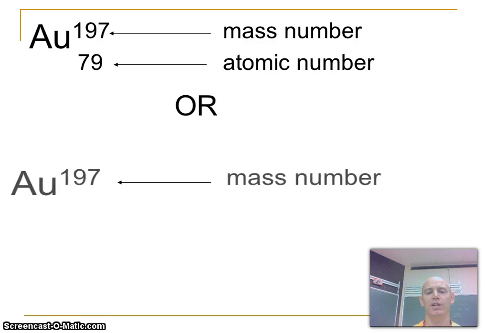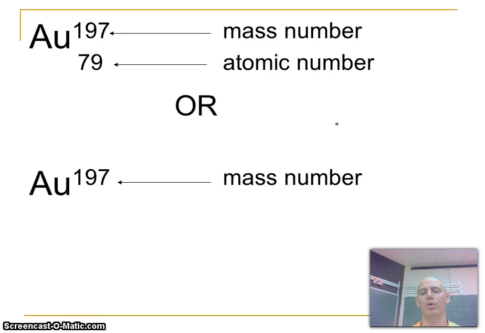Sometimes you're also given the symbol, which has the mass number in superscript and the atomic number in subscript, or you're given just the symbol with the mass number. Again, in order to really know about the isotope, you need that mass number, because that's going to tell you how many neutrons you have. The number of protons is easy to find. You just look it up on the periodic table.